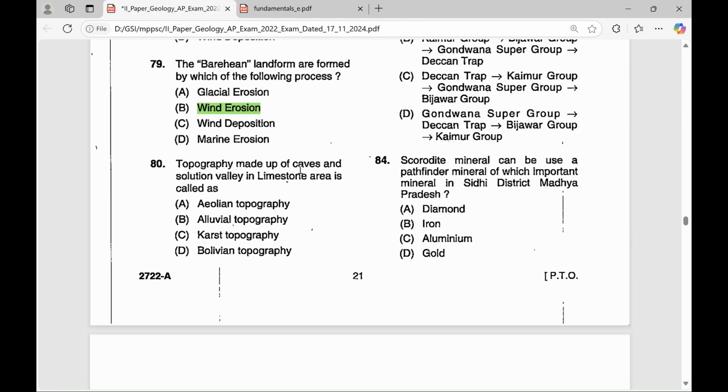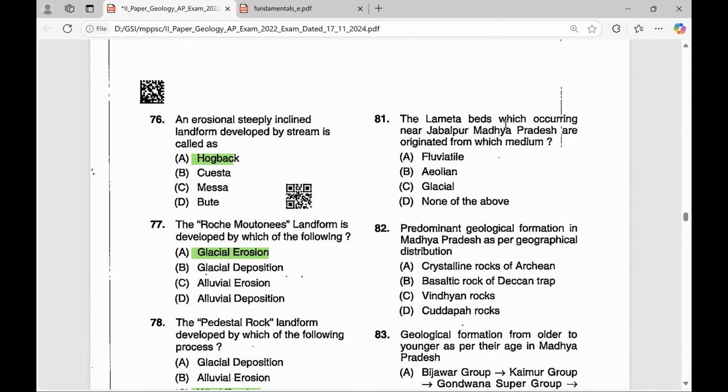Next, topography made up of caves and solution valleys in limestone areas is very easy. Karst topography. Next, the Lameta beds occurring near Jabalpur, Madhya Pradesh are originated from which medium? Fluviatile, aeolian, glacial, none of the above. Try this. The correct answer is fluviatile.